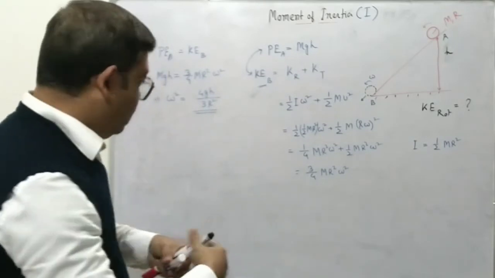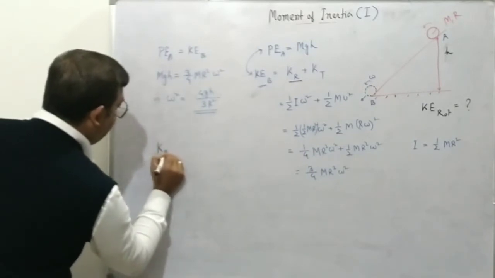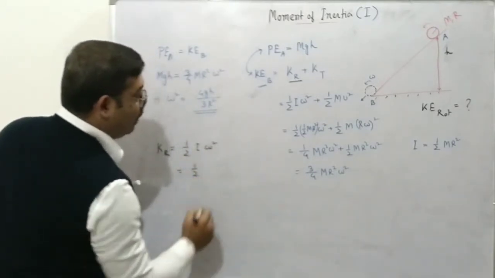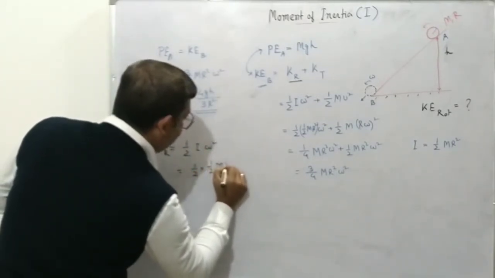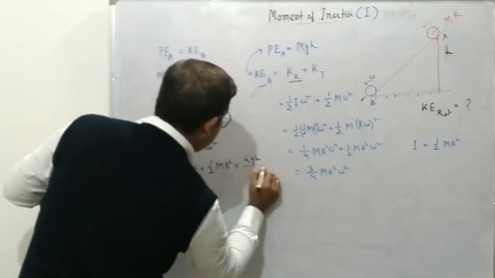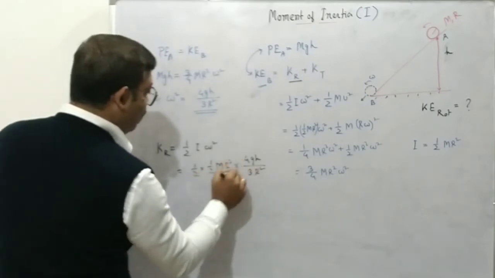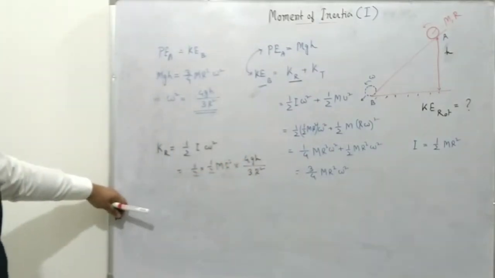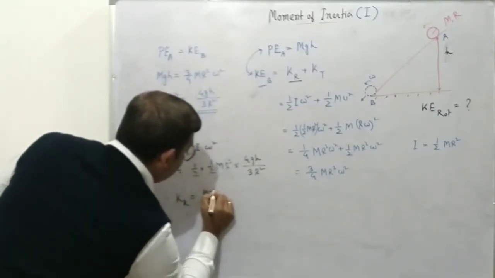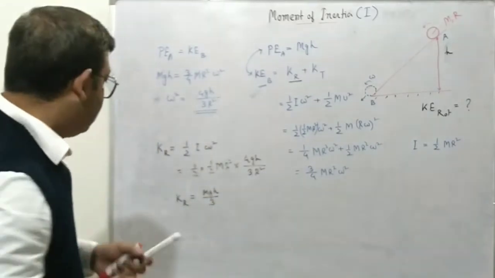So we need kinetic energy of rotation. Therefore, Kr will be half I omega squared, which is equal to half I, we already know, is half m r squared, and omega squared we have just found, 4gh by 3 r squared. So r squares will cancel, 2, 2 and 4 will cancel. So what we have? mgh by 3. Therefore, kinetic energy of rotation will be mgh by 3. Okay, so we have found our solution here.